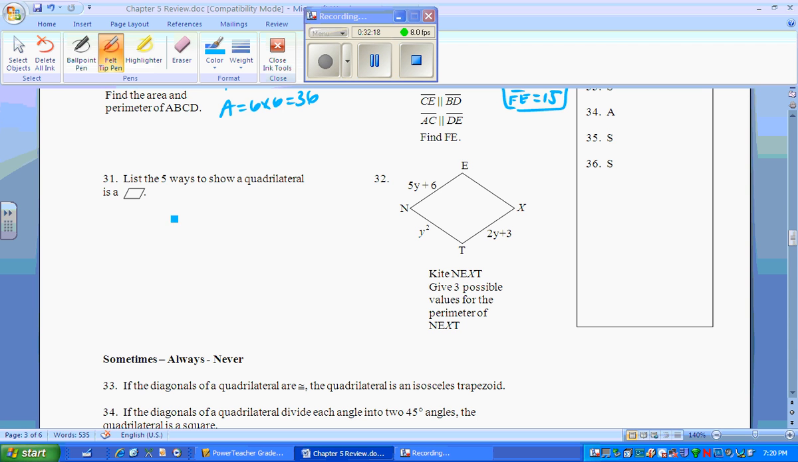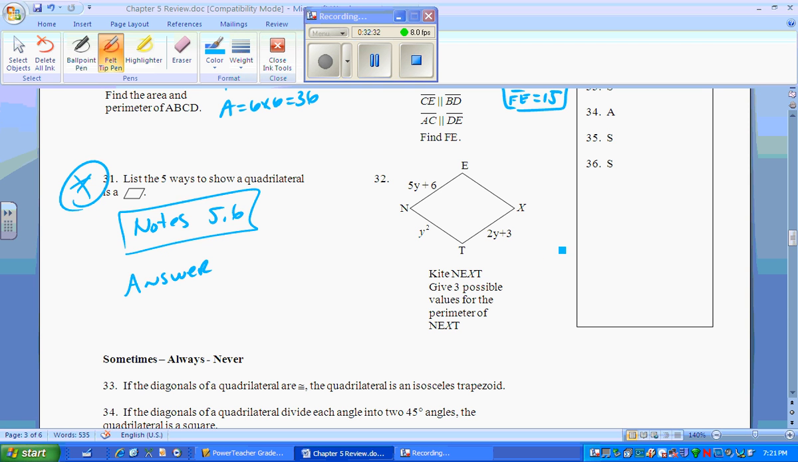For 31, you can list them. These were in the notes of 5.6, or you can look in the answer column. You should have these memorized. You will have a multiple choice question talking about these reasons.